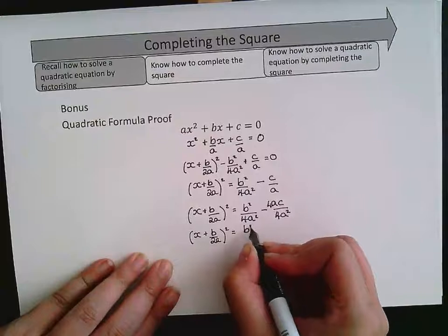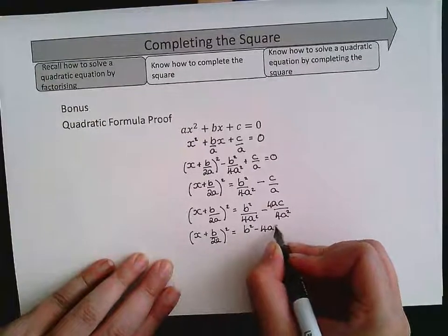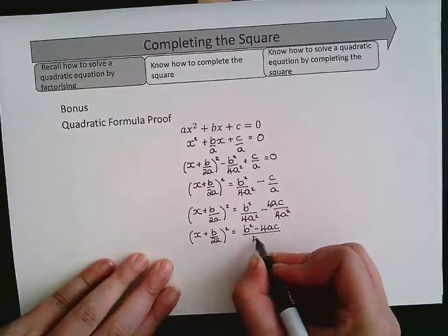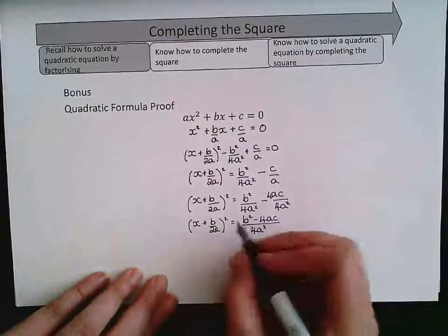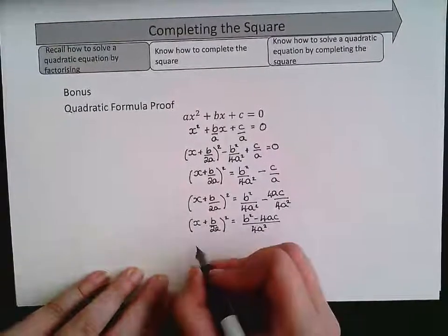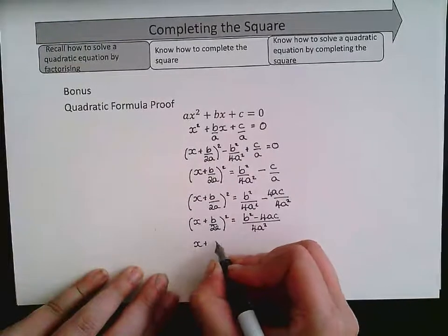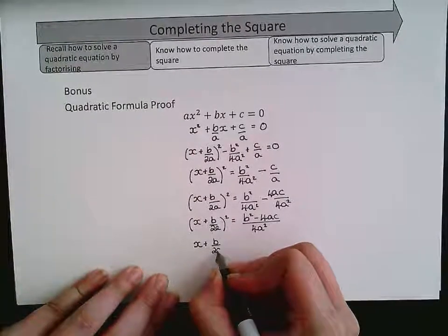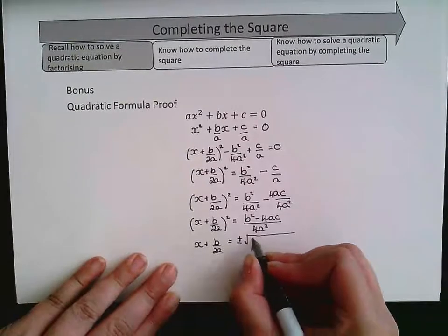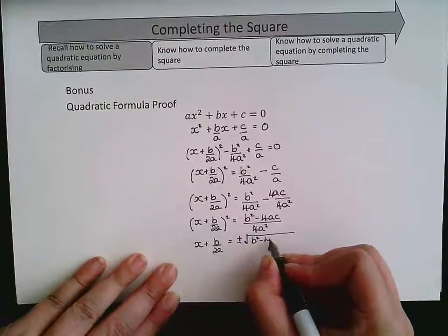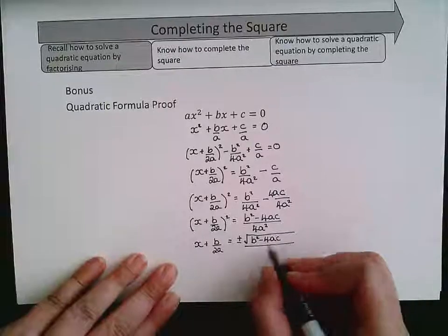I can write it all over 4a squared. Okay, I'm now going to get rid of the square. The opposite of squaring is square rooting. Whenever we square root, we get two answers, the positive and the negative. So I'm square rooting the top and the bottom.